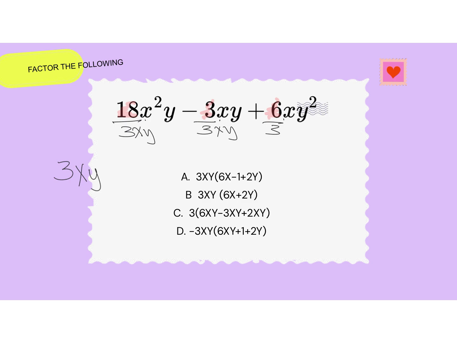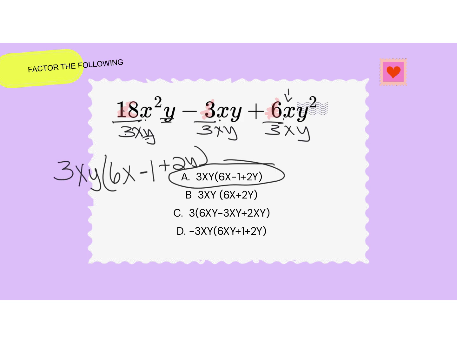So I'm going to divide all of these by 3xy. And now when I do that, 18 divided by 3, that's 6. If I start with x squared and I take out one x, I'm left with an x and a y, and I have no more y's left. Now my middle term, negative 3xy divided by positive 3xy just gives me negative 1. And my last one, 6 divided by 3 gives me a positive 2. If I start with an x and I take out an x, I'm left with no more x's, and a y squared, take out a y, I'm left with y. And there is my answer with greatest common factor taken out.